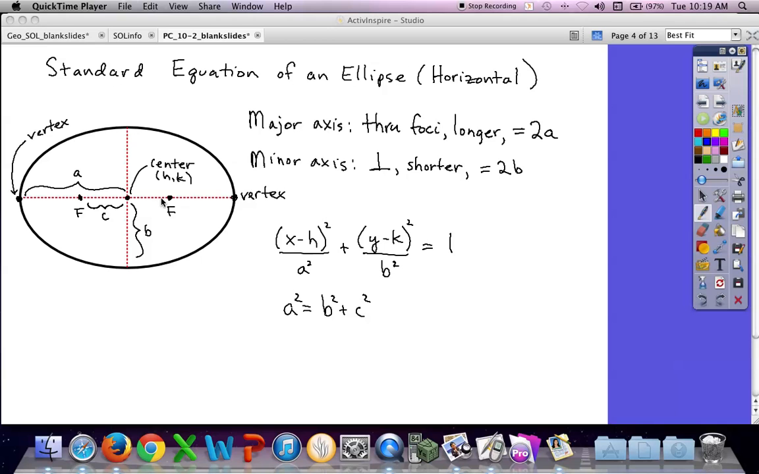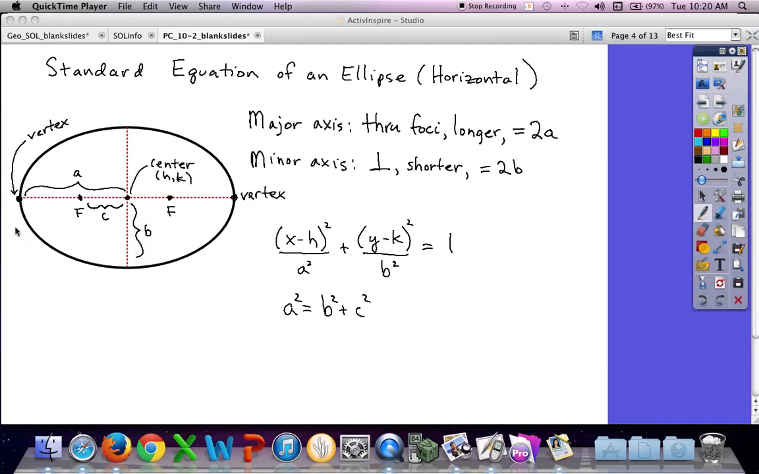And where the major axis intersects with the side of the ellipse, those are called vertices. Familiar word to us. You have two, one here and one here. These two on the top and the bottom, those are not called vertices. The vertices are always along the major axis.